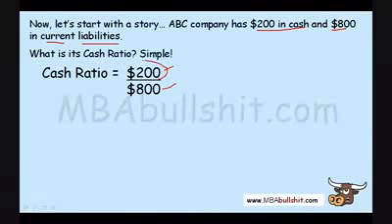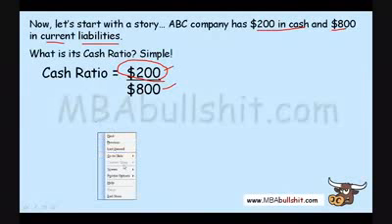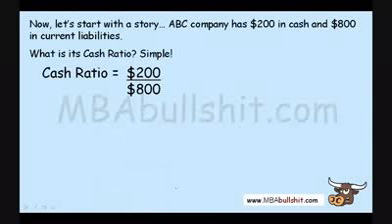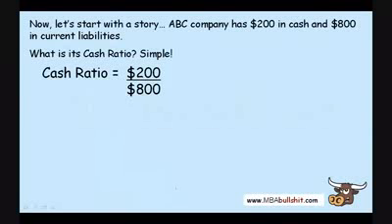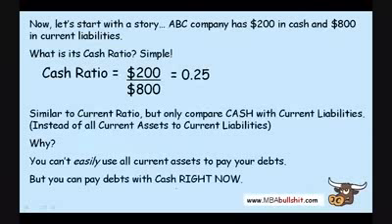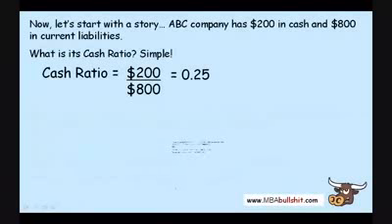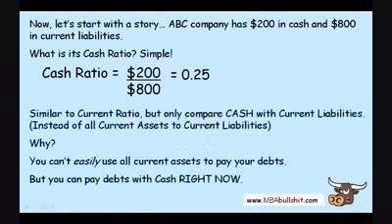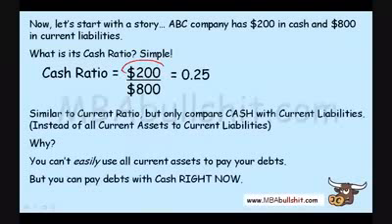Now you notice up here we only input the cash amount and not all of the current assets of the company. So what will our cash ratio be? Very simple. It will be 0.25. It's similar to the current ratio, but we only compare cash with current liabilities instead of all current assets to current liabilities.